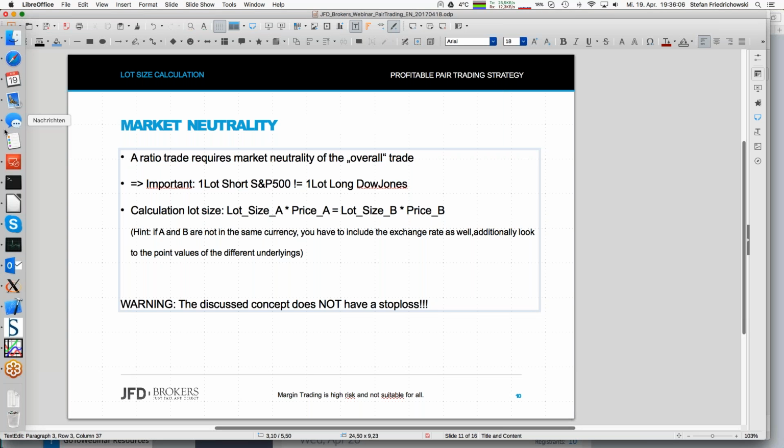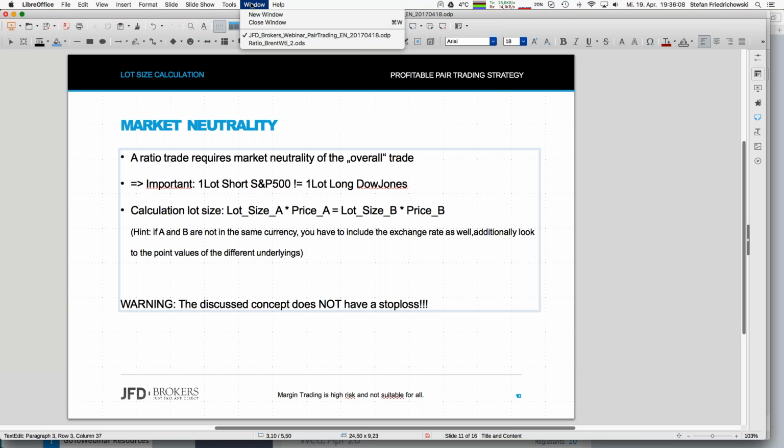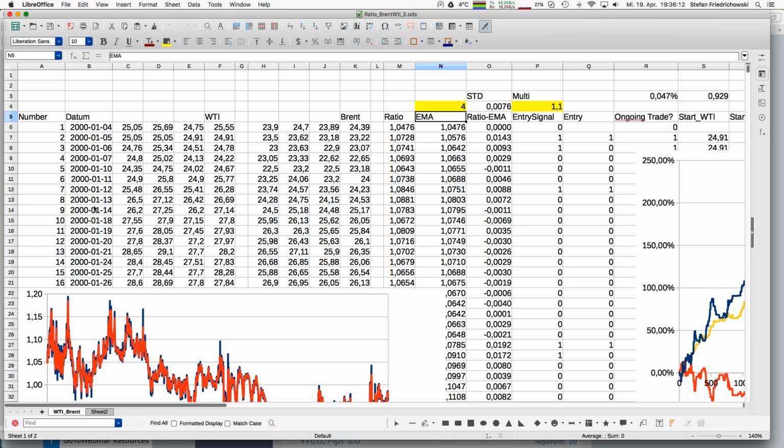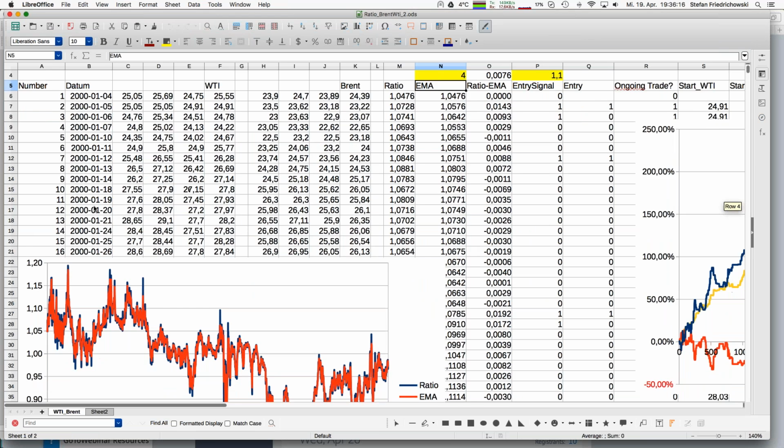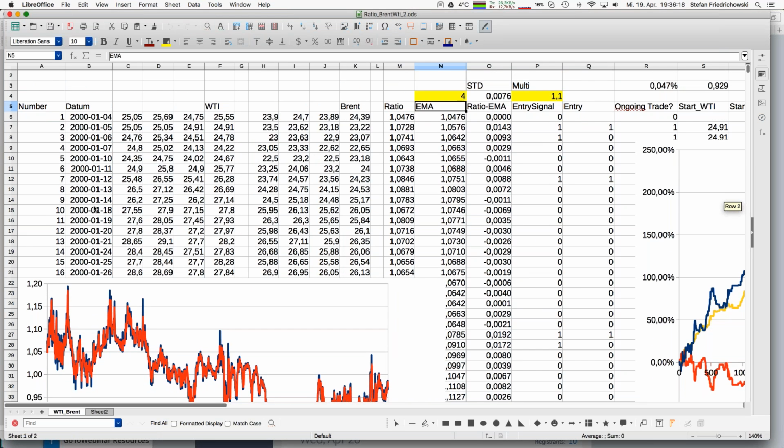Good. But now, as promised, I will show you some more details, and then I think everything will be a little bit more obvious, how that strategy really works and how you can derive such strategies on your own.